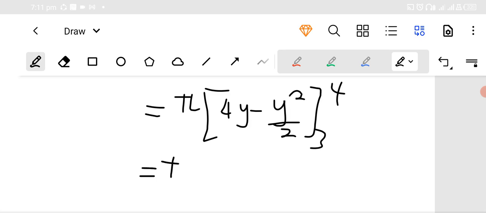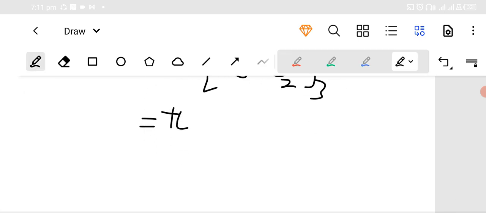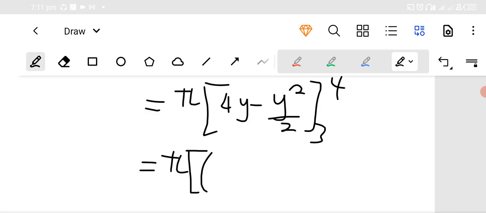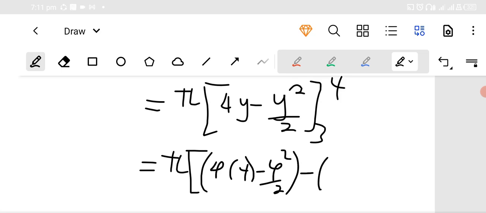So it's going to be equal to pi multiplied by open bracket, substitute the upper limit, 4 times y, which is 4 minus 4 squared over 2, minus the lower limit, 4 multiplied by y, which is 3 minus 3 squared over 2, like that.